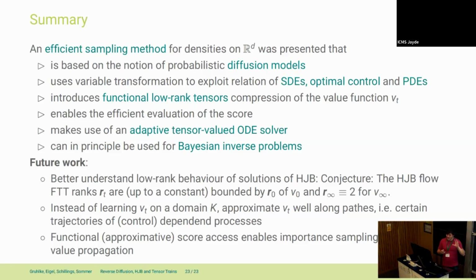So given that we have some closeness of this resulting sample propagation of the HJB, we can drastically improve sampling from Bayesian inference. And that's all.